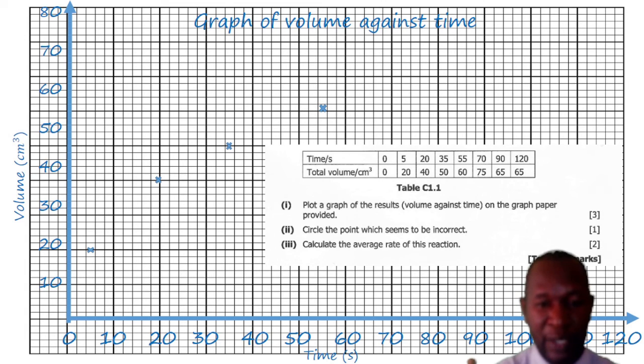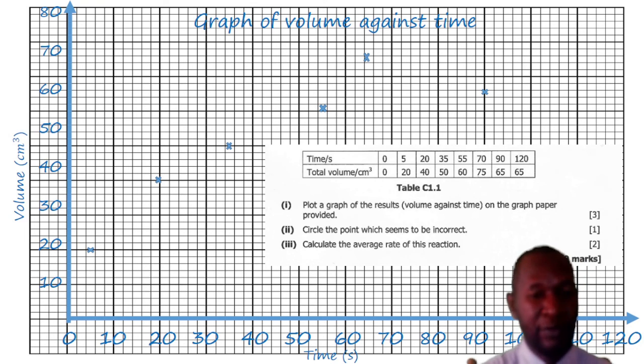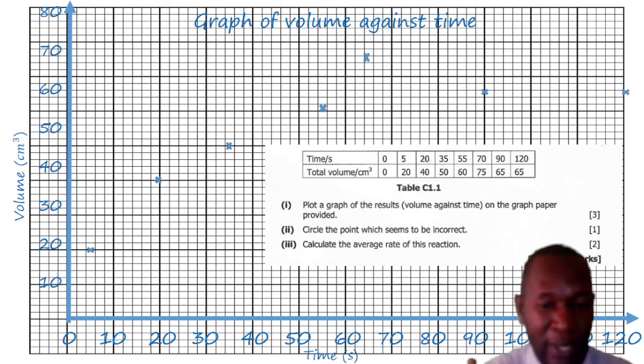So with our time being at 70, the volume is at 75. Our time is at 90, then our volume is at 65. Then next we have our time at 120, and our volume remains the same at 65. So that makes us plot our graphs.